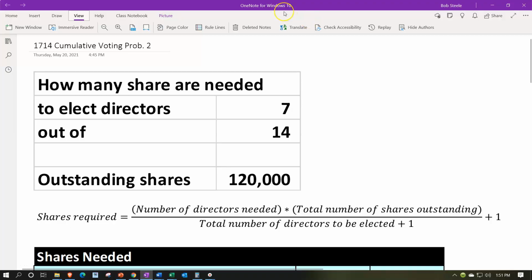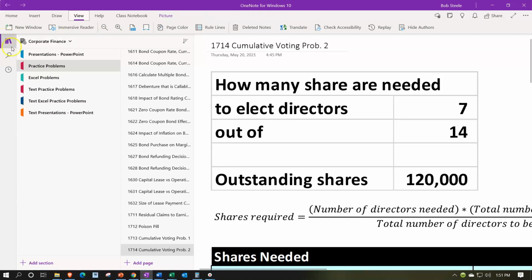Here we are in OneNote. If you have access to OneNote and would like to follow along, you're not required to, but if you would like to, we're in the icon on the left-hand side in the Practice Problems tab, down in the 1714 Cumulative Voting Problem number 2 tab. Also note, when using OneNote, look at the Immersive Reader tool. Our practice problems will be mirrored in the text area, same name, same number, but with transcripts that can be translated into multiple different languages and either listened to or read in them.